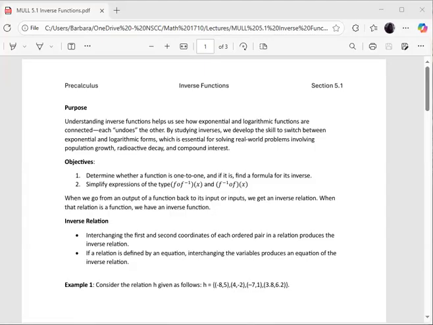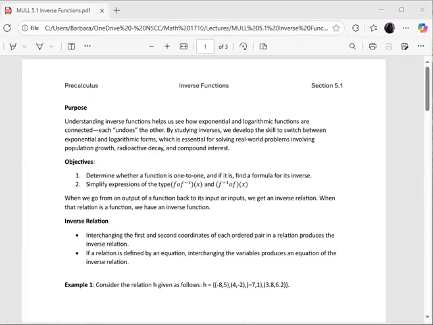In this lesson, we are going to study the inverse functions. The purpose of doing this is to help us look at logarithmic and exponential functions. Those two functions are inverses of each other, so this is a skill that we will need to practice. And this is essential for helping us solve real-world problems involving population growth, radioactive decay, and compound interest.